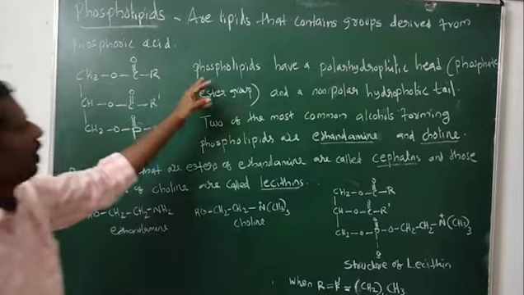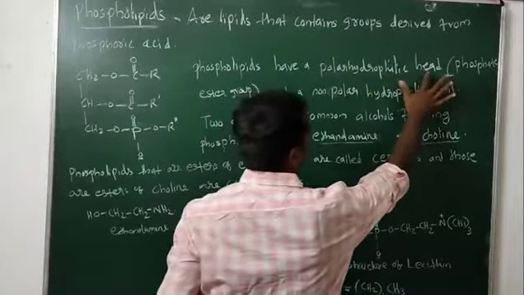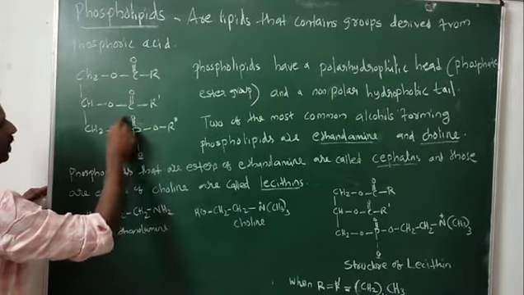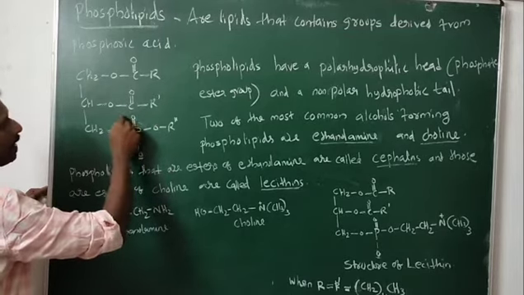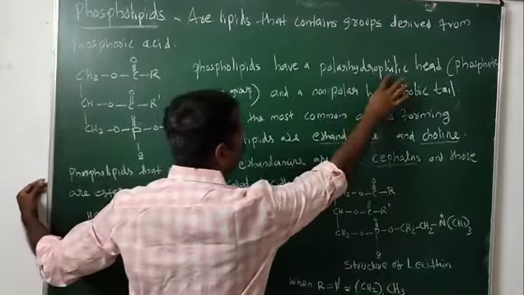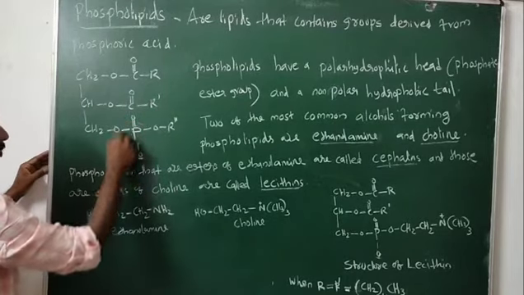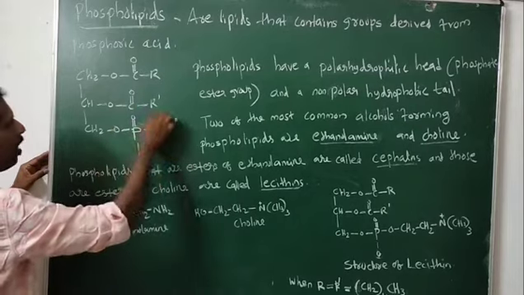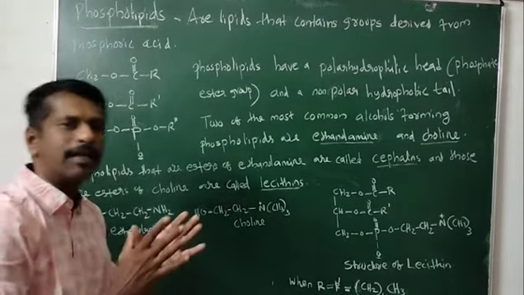So now look at here. Phospholipids have a polar hydrophilic head. That means the phosphate ester group. This is a phosphate ester group because here is phosphorus. This is the head part. This is polar because this is a charged end, and this side is polar hydrophilic. What do you mean by hydrophilic? Water loving.